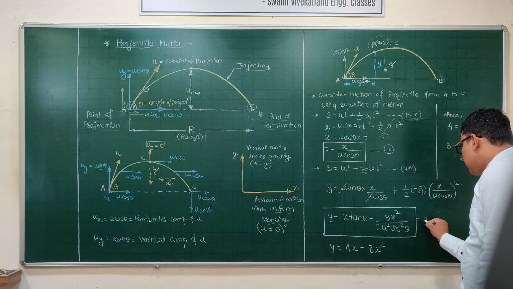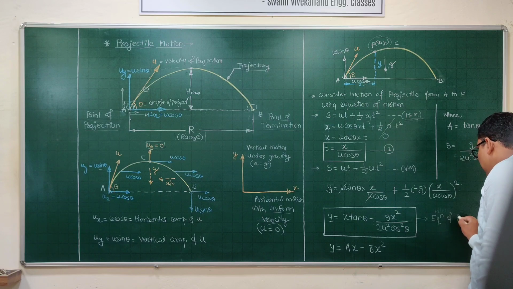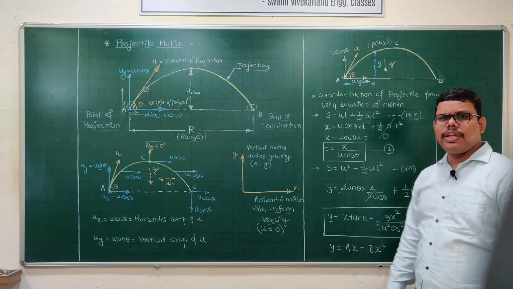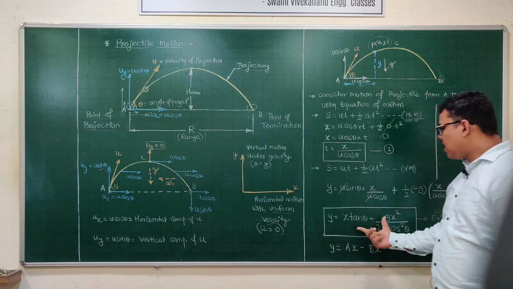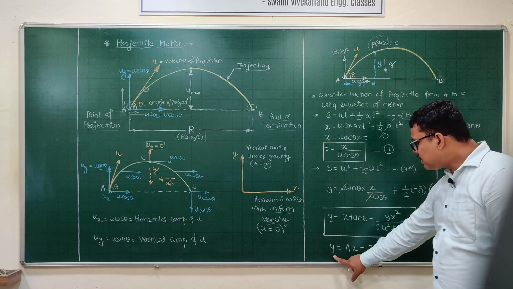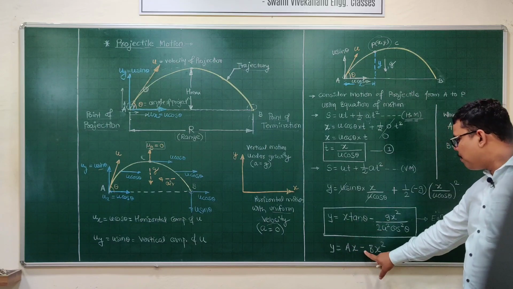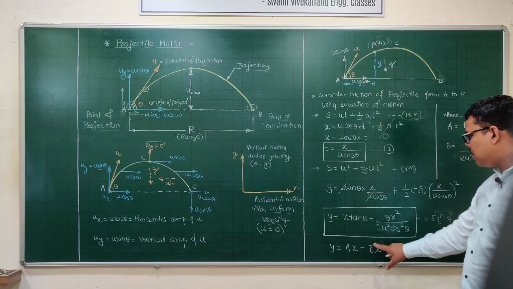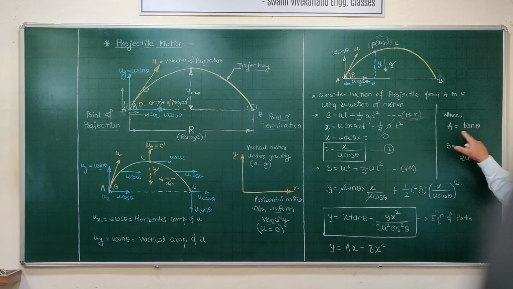This equation is called the equation of path. This equation is what? Equation of path. Further, as we have to derive that the path followed by the projectile is parabolic in nature, we can rearrange this equation as y is equals to ax, where x is a variable and tan theta we can say a constant, minus x square as it is, that is bx square, where b is g upon 2u square cos square theta. So here a is tan theta, b is g upon 2u square cos square theta.